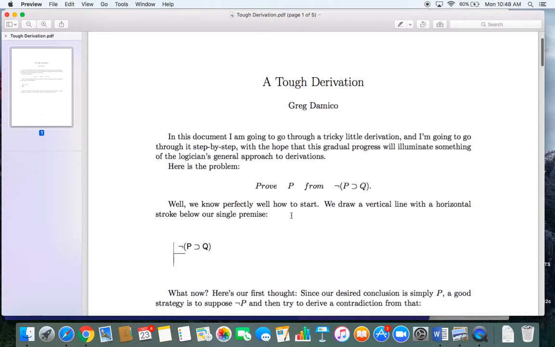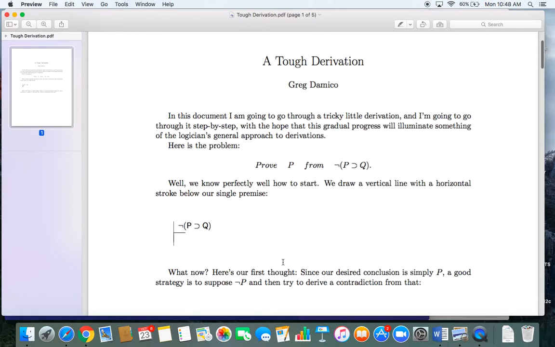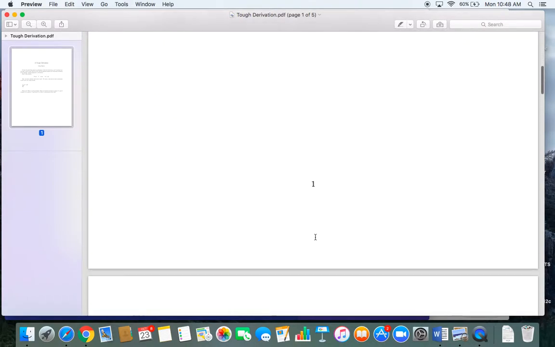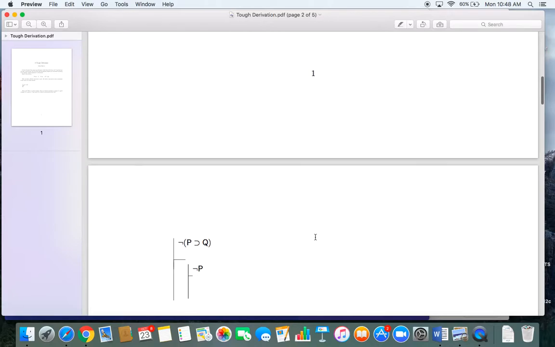How are we going to prove that P? Here's our first thought. We're going to prove that P by using, ultimately, negation elimination. We're going to assume not P and try to derive a contradiction from that. So we'll start off like this. We're going to assume the opposite of the thing we're trying to prove, hope to get a contradiction, and then we'll have our proof that P.